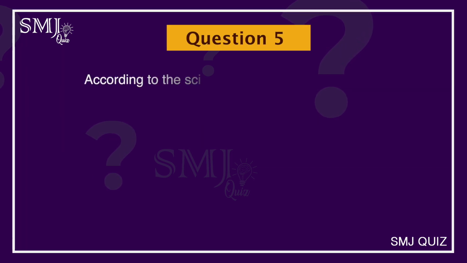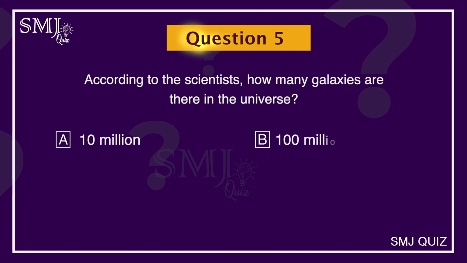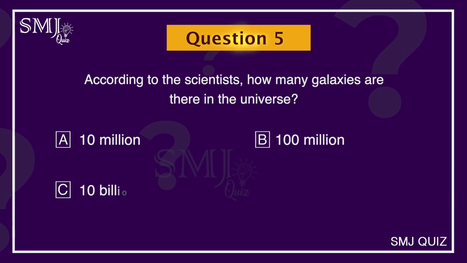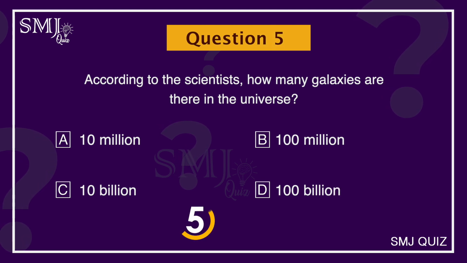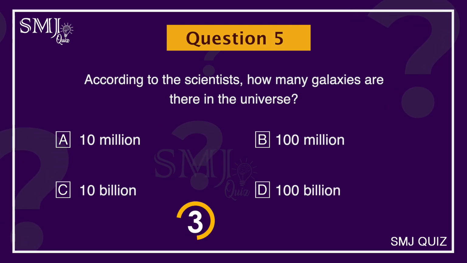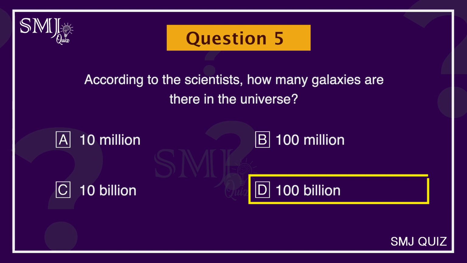Question 5. According to scientists, how many galaxies are there in the universe? A. 10 million, B. 100 million, C. 10 billion, D. 100 billion. The answer is D. 100 billion.